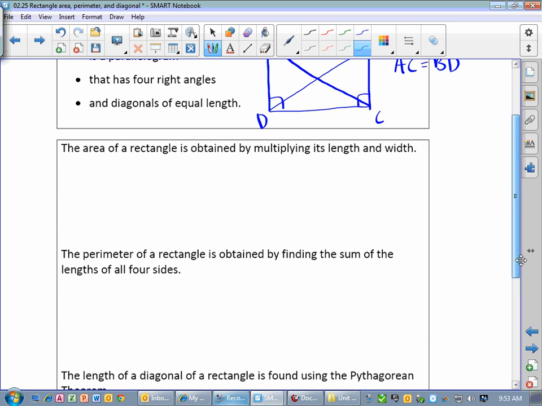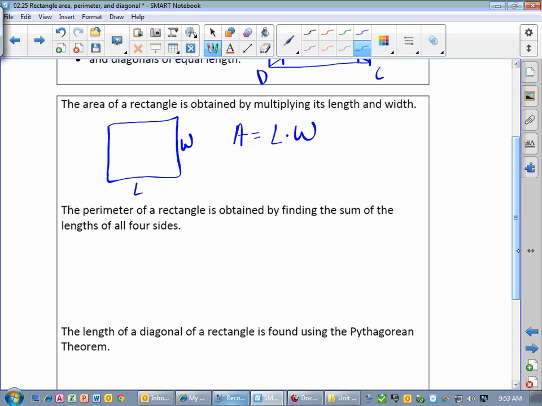So, area of a rectangle. If I've got a rectangle, let's call this the length and this the width. They're reversible. It could also be width and length. It doesn't matter. The area of this rectangle is the length times the width. If we have a rectangle, then if this is length, the opposite side is the same, right? These are just opposite. And if this is the width, the opposite side is also the width.